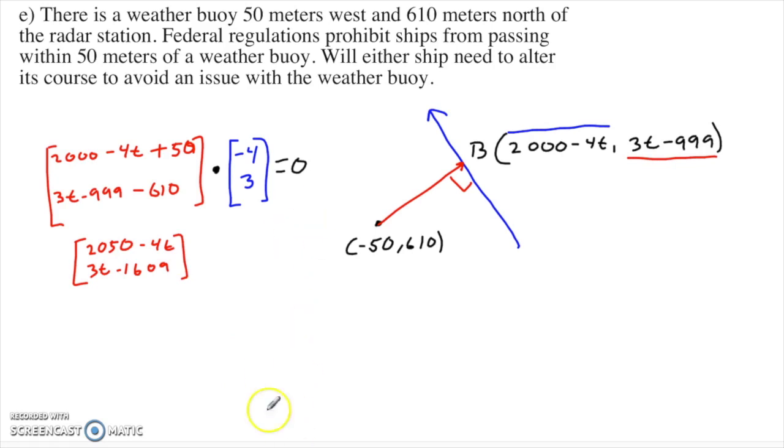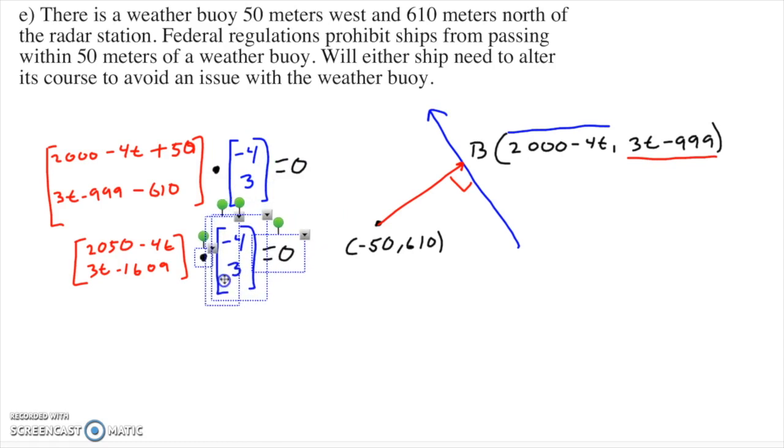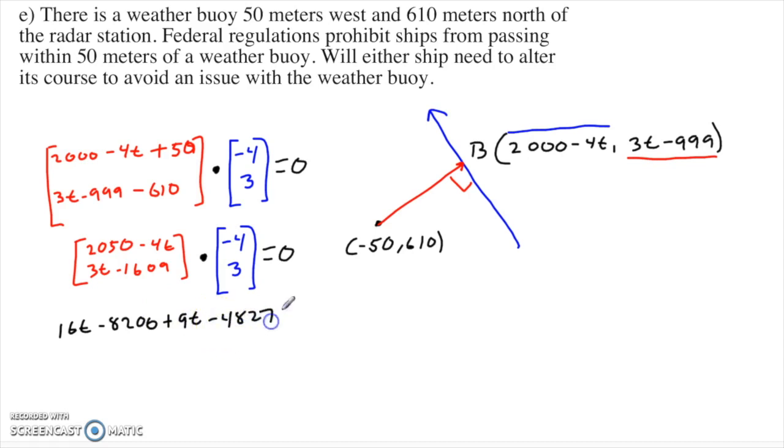And we're going to dot that. We're just going to do this to it, right? So we'll dot it with that. I'll just carry that down. And when we go ahead and do that math, what do we actually end up with? 16t minus 8,200 plus 9t minus 4827. That's still equal to 0, which means t ends up being about 521.08. Okay, so again, that's the time when the ship is closest.